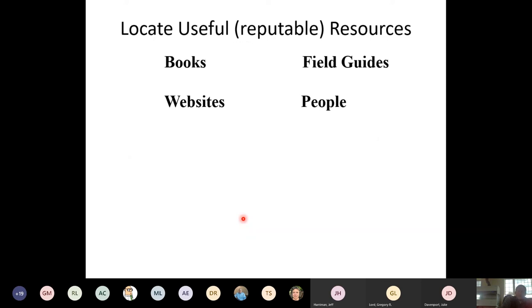It's important to locate reputable resources to help you make these calls. You can have books, you can look at websites. I would really be cautious of some websites. I would rely on, of course, the Maine Forest Service resources that we're working on. I'm trying to update a lot of our fact sheets right now, so stay tuned for that. But also have some good field guides. With websites, concentrate on university extension websites. They tend to be very good. And people like me and the entomologists here, that's the reason that we're here.